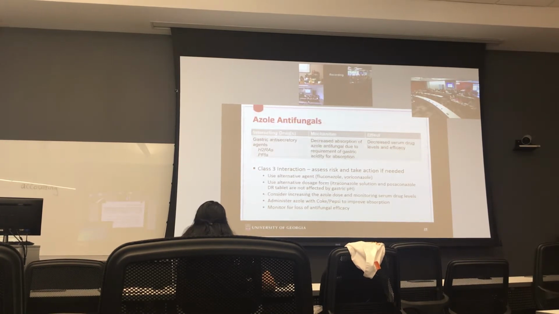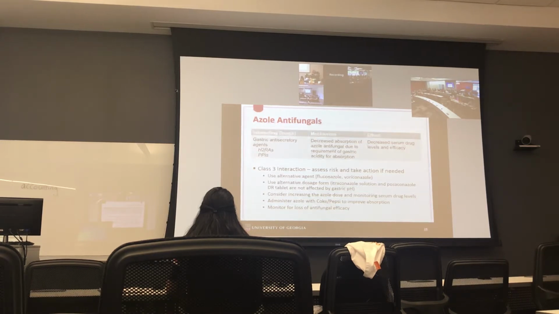Something unique here is that only some of the dosage forms are susceptible to this interaction. So the itraconazole solution and the posaconazole delayed release tablet are not affected by gastric pH. So if someone has a patient that needs itraconazole and they're also on a proton pump inhibitor, then avoiding the solution and using the tablet could be helpful to reduce this interaction.